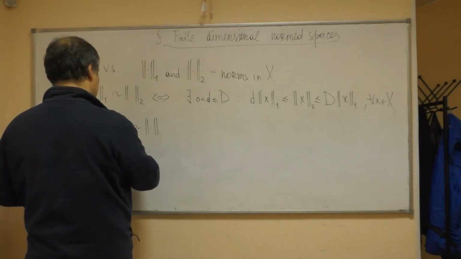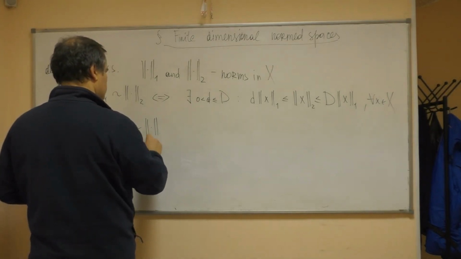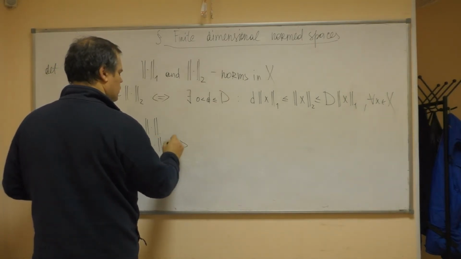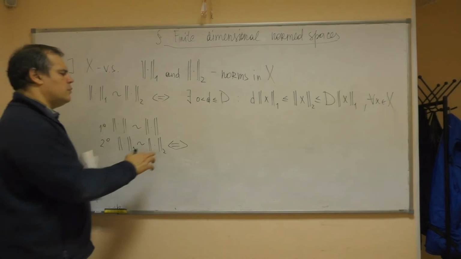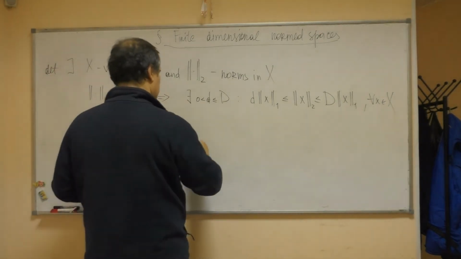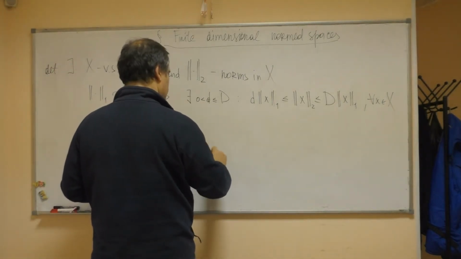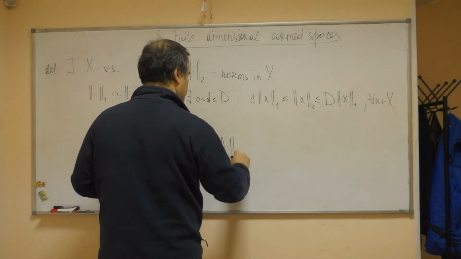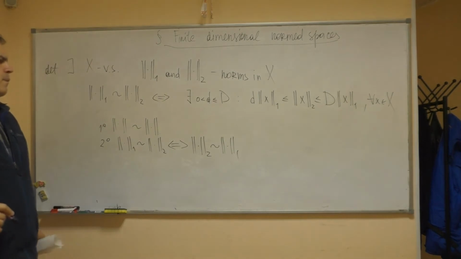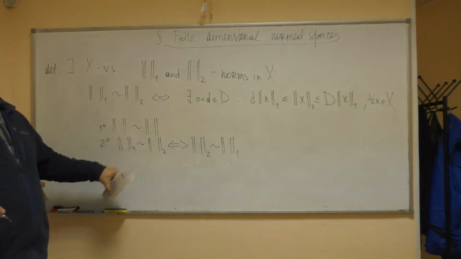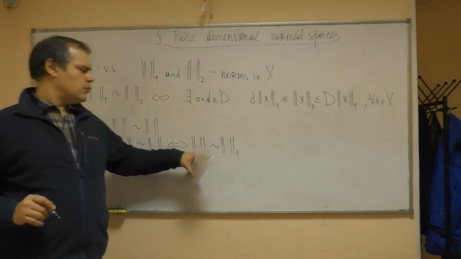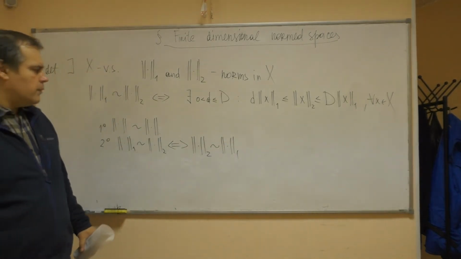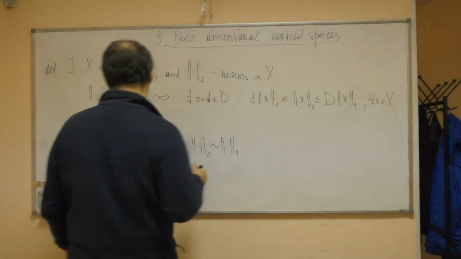If the first norm is equivalent to the second one, it happens if and only if we have the reverse: the second one is equivalent to the first one. So this is fulfilled only if this also is fulfilled. It is called the symmetry property.